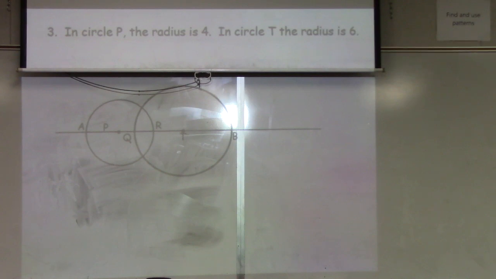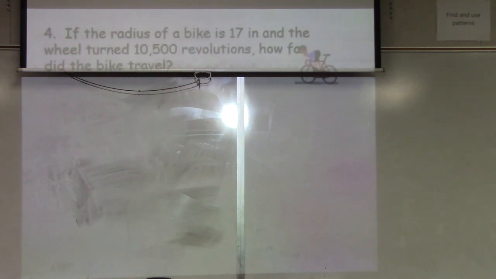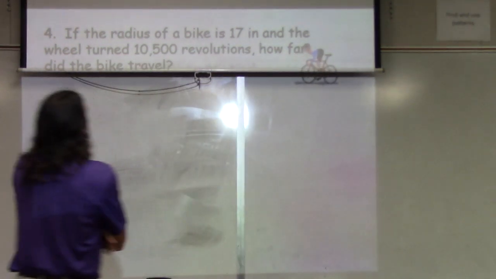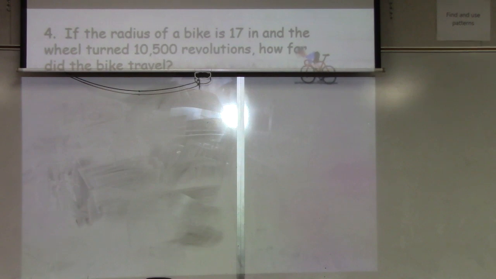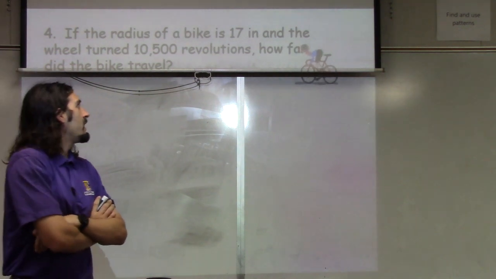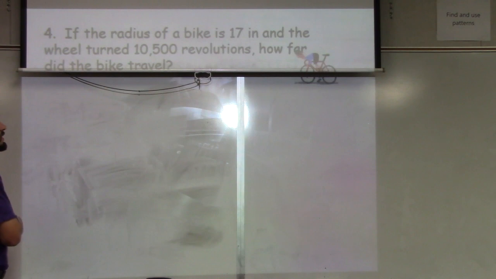It says page 3. There's another part here that says this QR bit. I'm going to skip this for just a second. We're going to go on to this problem right here. This one's a little bit different. If the radius of a bike is 17 inches and the wheel turned 10,500 revolutions, how far did the bike travel? Go ahead and pause this video for a second. Take a moment to try this with your groups, and then come back together to solve.